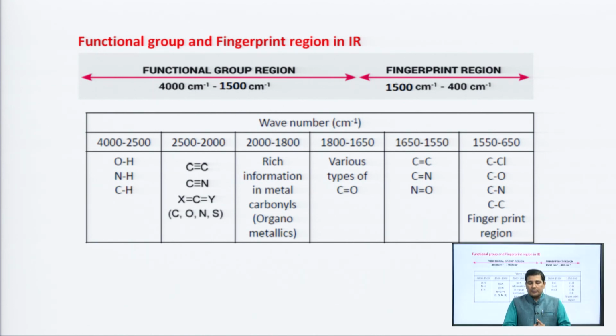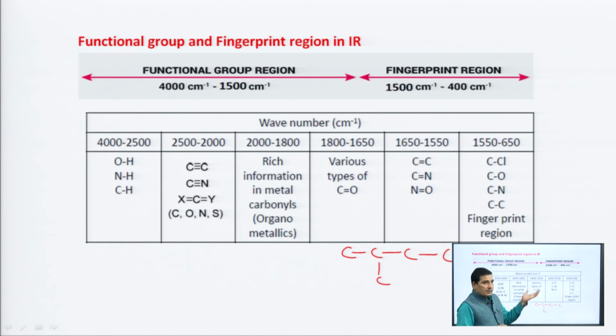While the fingerprint region is 1500 centimeter inverse to 400 centimeter inverse, and that region gives information about the skeleton of the molecule. By skeleton, I mean suppose we have selected a molecule with C single bond C, C single bond C. So, these stretching and bending frequencies will fall in this region. Again, suppose it has COOH or it has C double bond O. So, these functional groups will show absorption in the functional group region. So, we have to remember all these things.